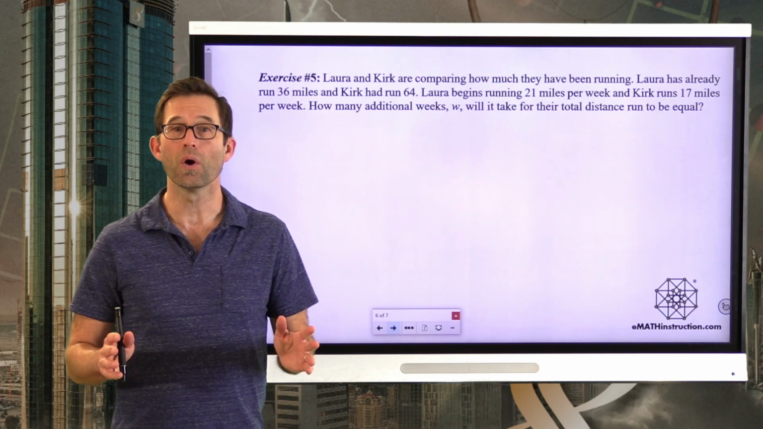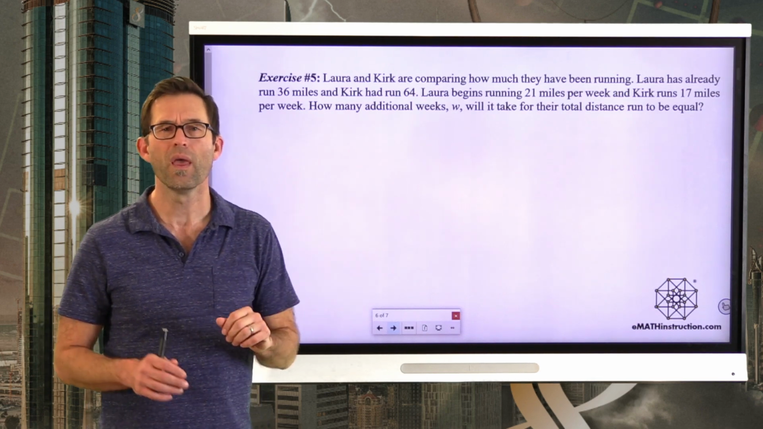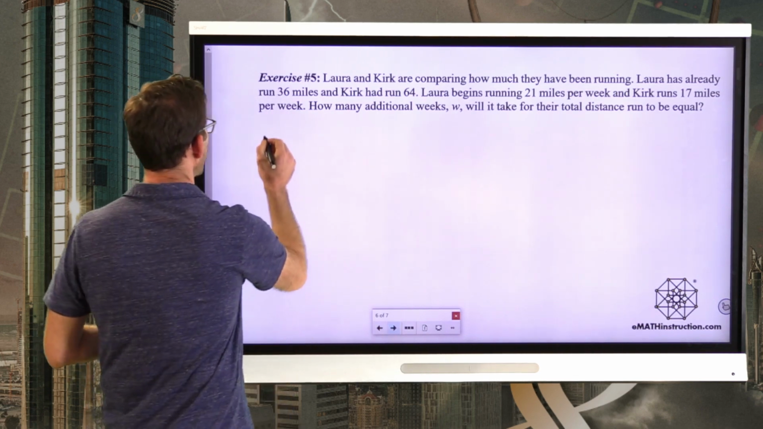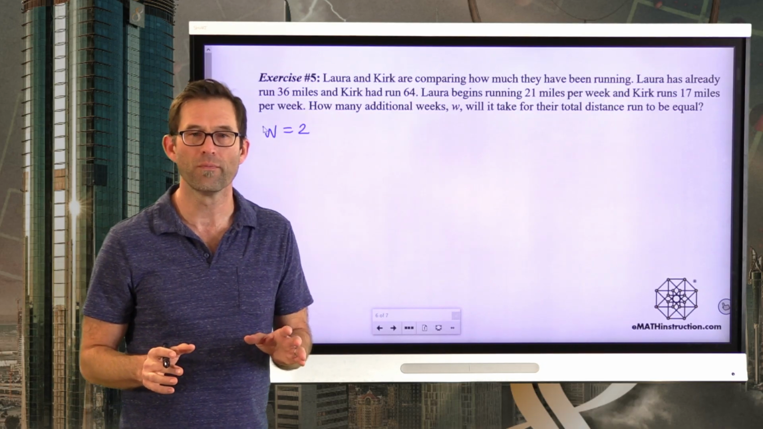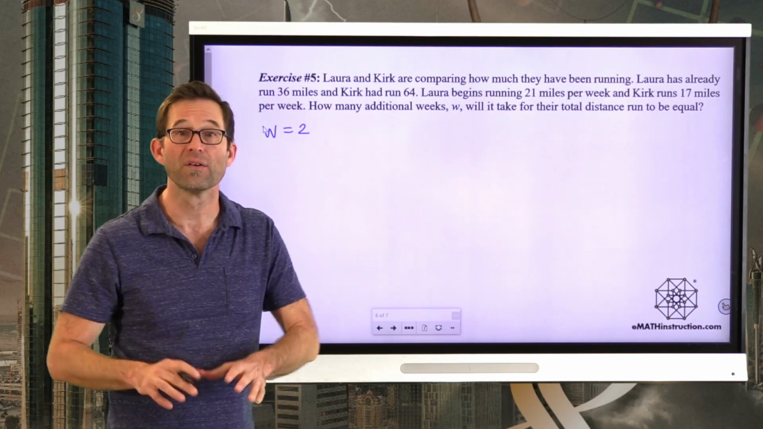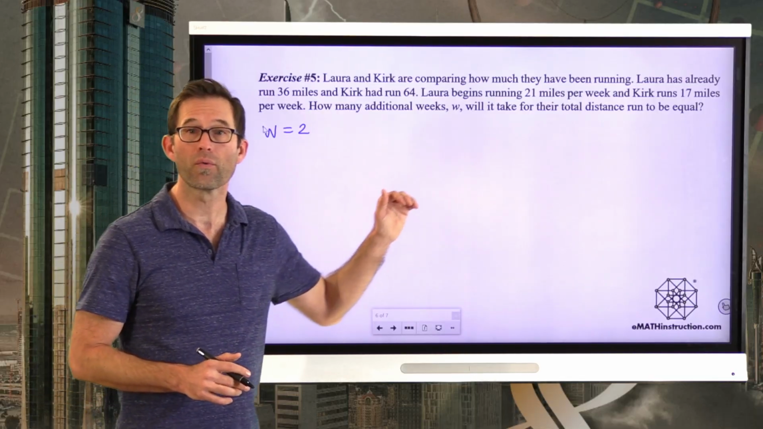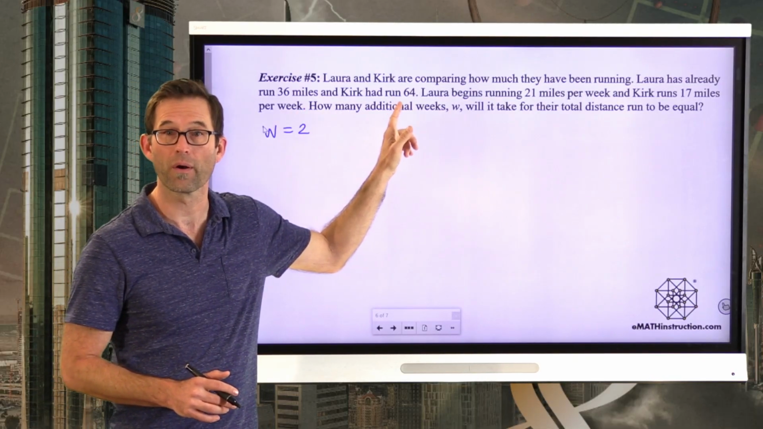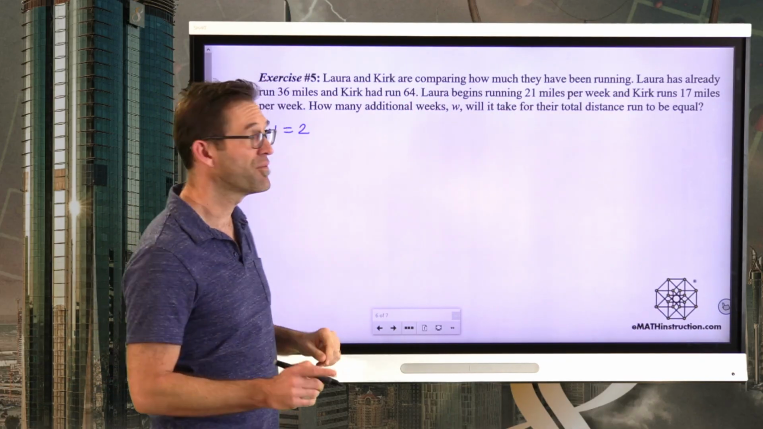All right, so let's do this modeling together, right? We've got this number of weeks W, and I want you to think about this for a moment. Let's say, just for a second, W was equal to 2. Let's think when W is equal to 2, how many miles in total have both Laura and Kirk run? Well, we know that Laura has already run 36 miles and Kirk has run 64. But now Laura is running 21 miles a week and Kirk is running 17 miles.